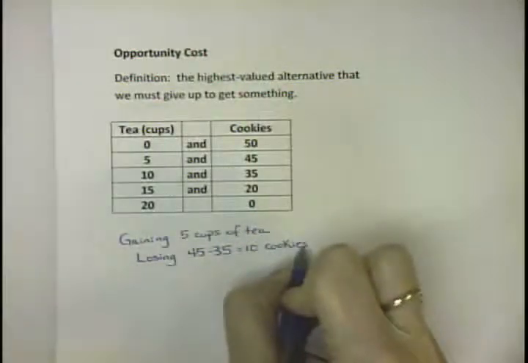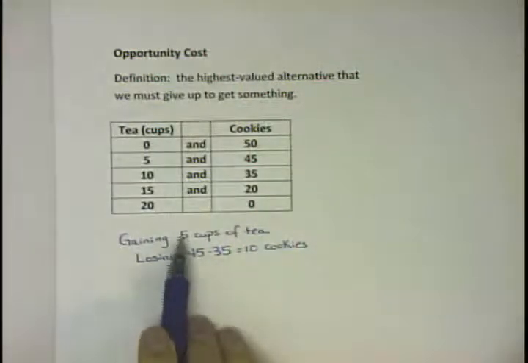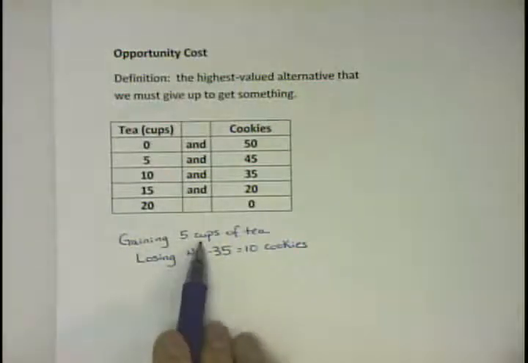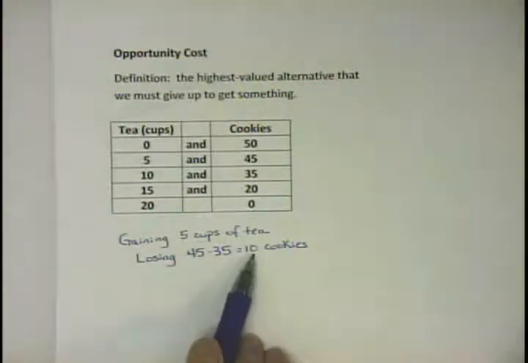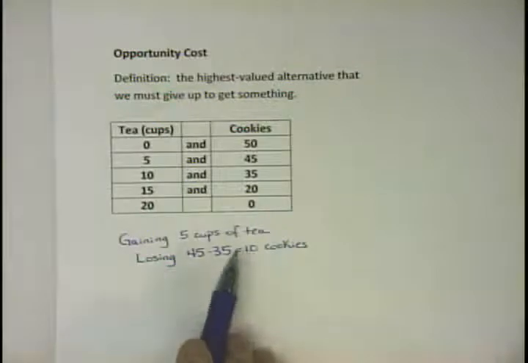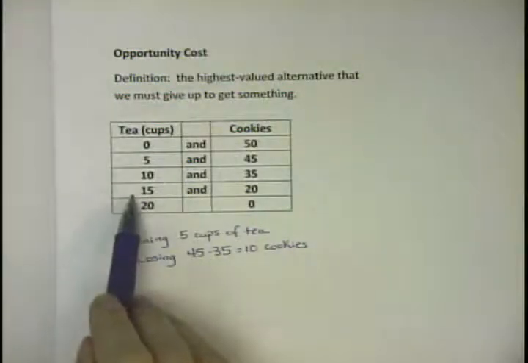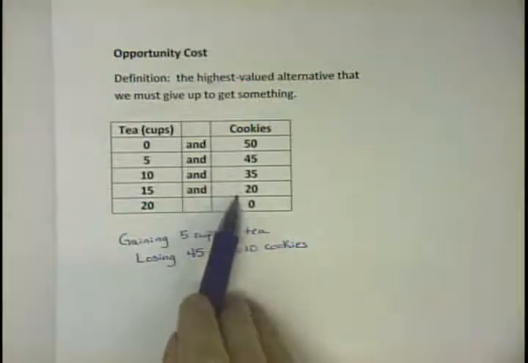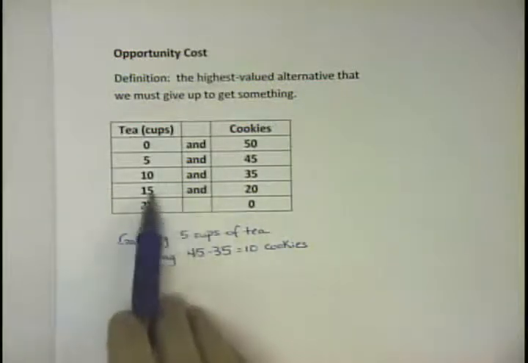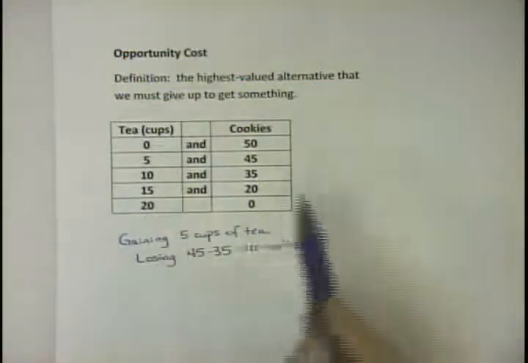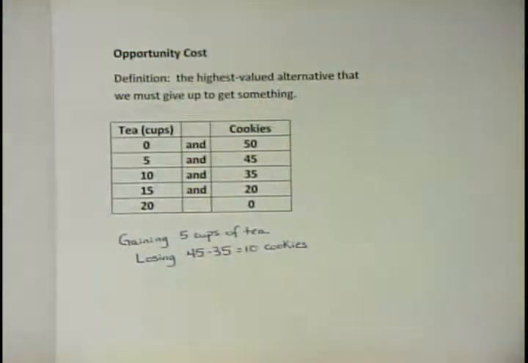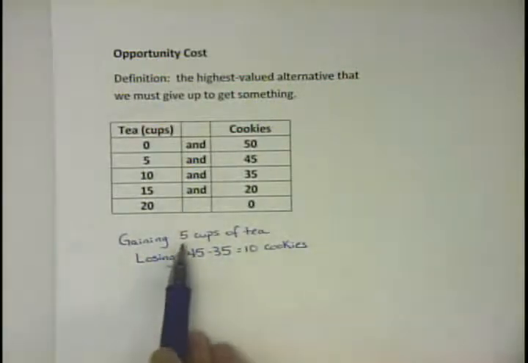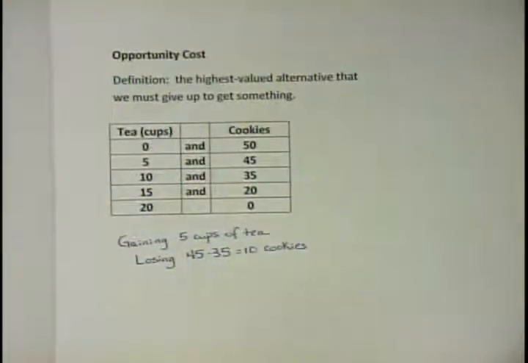So in this example, we gain 5 cups of tea, and our opportunity cost of gaining that 5 cups of tea is those 10 cookies that we had to forego. If we went from 10 to 15 cups of tea, we would be going from 35 to 20 cookies. Okay, so in this circumstance, we would be gaining 5 cups of tea, but 35 minus 20 is now 15 cookies. Okay, so that's how we calculate if the question is asking, for example, for 5 cups of tea, but that's not always how it's going to be asked.